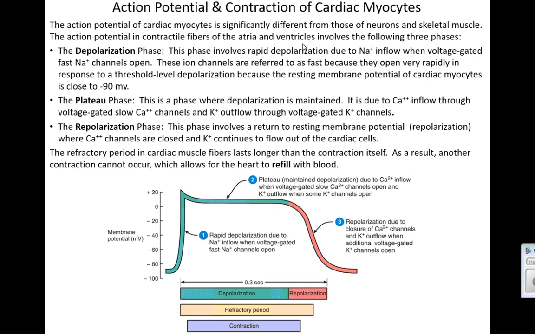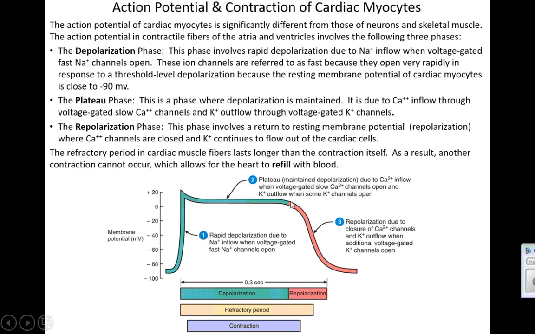Remember, we depolarized in neurons with sodium in and potassium out. Here we have potassium going out, but at the same time we have calcium coming in. So positive leaving and positive entering. What does that mean? The membrane potential doesn't change. Or if it does, it's very little change.